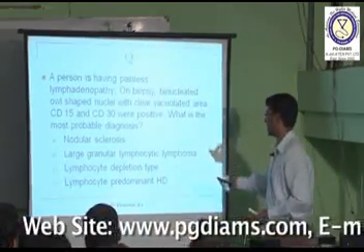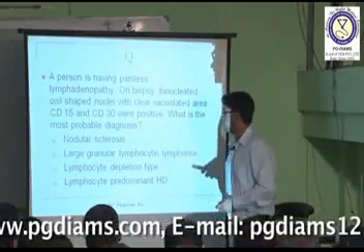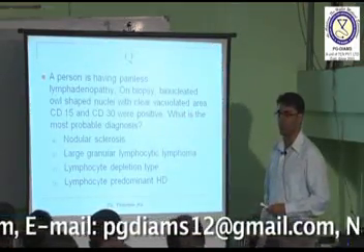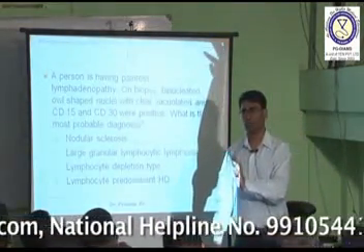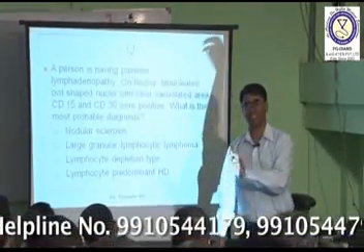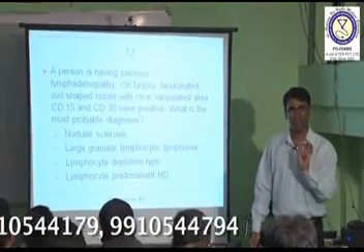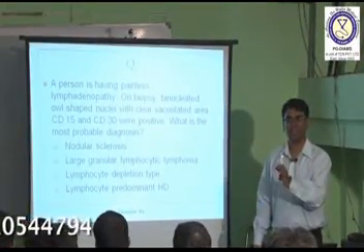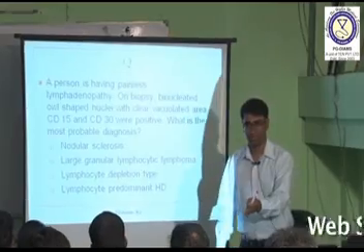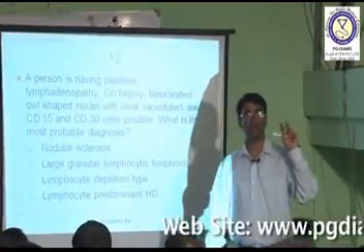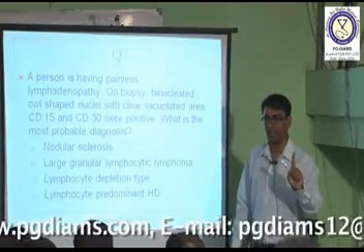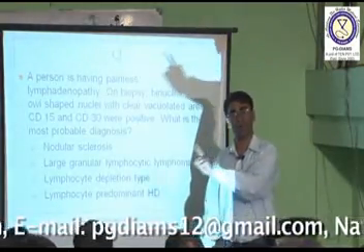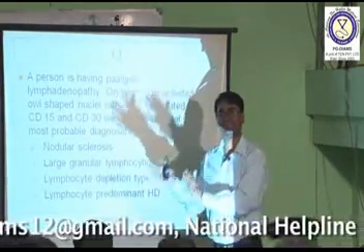Let's read the question again. With CD15 and CD30 positive, what is the most probable diagnosis? CD15 and CD30 positive; we are not talking about the B cell markers, CD20. CD15 and CD30 mean we are into Hodgkin's disease. WHO divided Hodgkin's disease into 2 parts. We discussed this: classical and nodular lymphocyte predominant, because they behave differently.